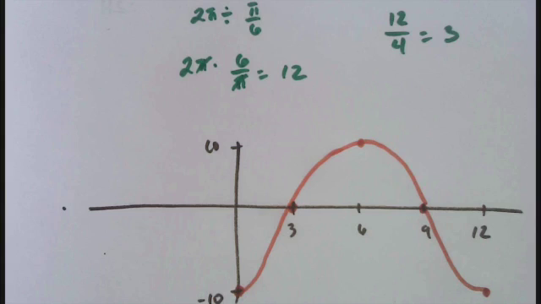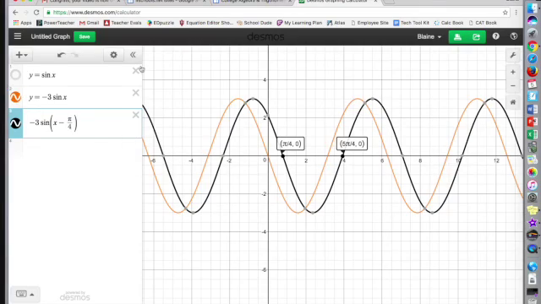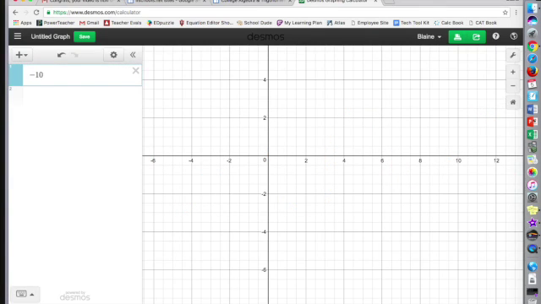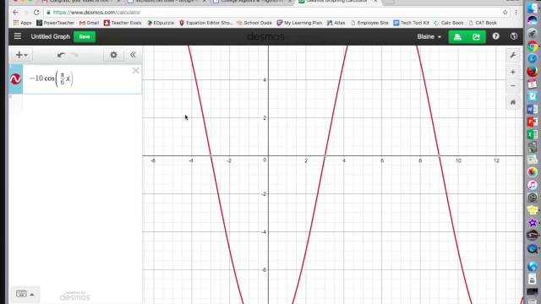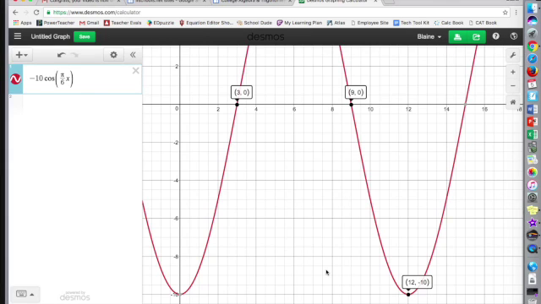This one I'll double check because I do want you to get in the habit of being able to check your answers. So we will have negative 10 cosine of pi over 6 x. And I should get a value of 3, 0 and of 9, 0 to be my intercepts, and 12, negative 10. So it does look like my answer is correct.